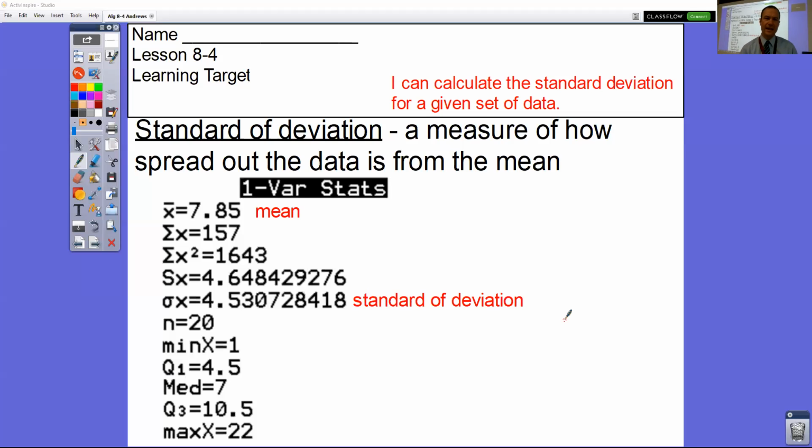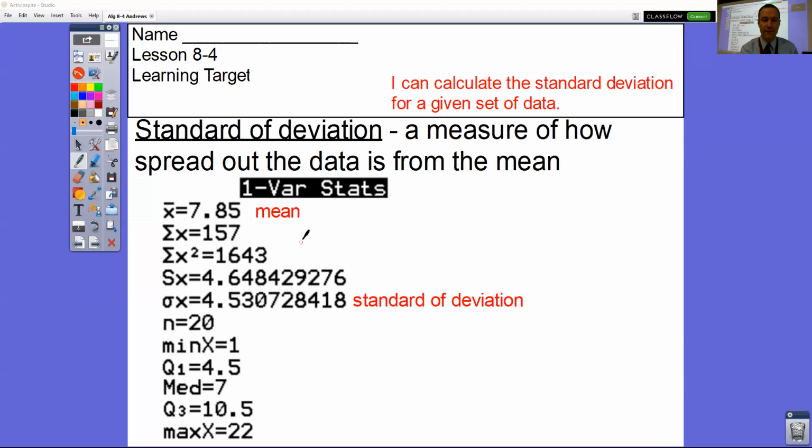This is the lesson for 8-4 for algebra. What we're talking about today is standard deviation. The standard deviation is a measure of how spread out the data is from the mean. So the smaller the standard deviation, the more reliable, the more predictable your data is. The larger the standard deviation, the less predictable or less consistent your data is.